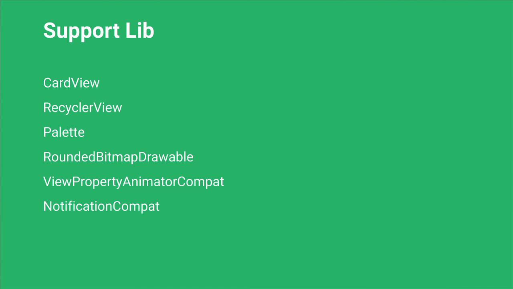In support library, we've talked about some of these elements already. Some of the other bits that came online in support library: a rounded bitmap drawable, this is sort of a necessary part of doing the card view widget. View property animator compat, again, a necessary part of doing recycler view animations, as well as notification compat. Some of the notification capabilities we'll allude to later are now available in support library.